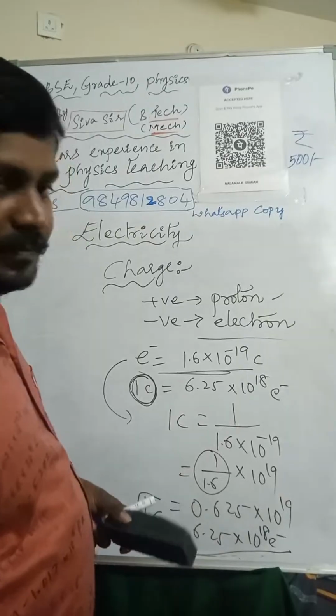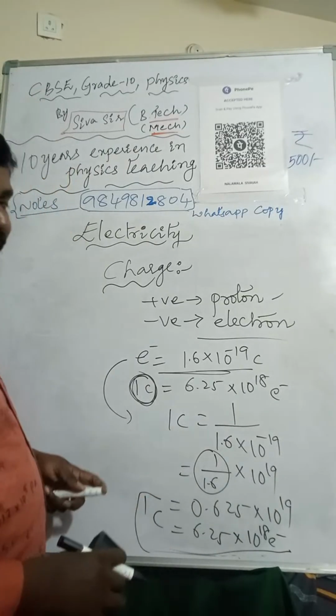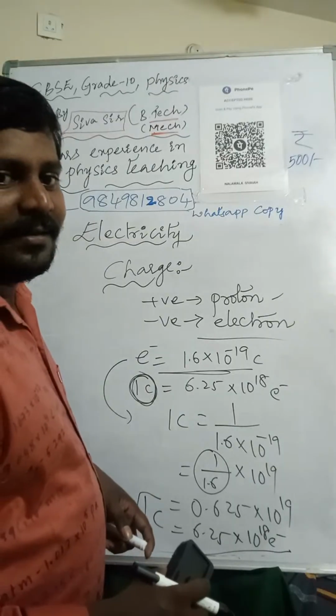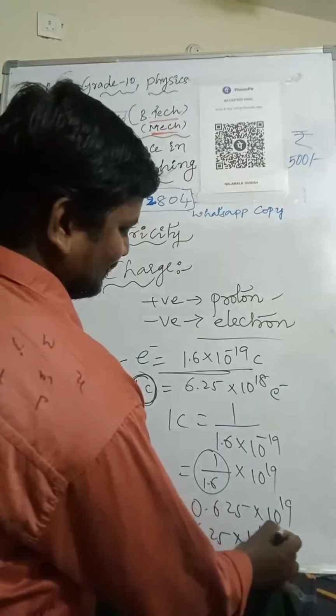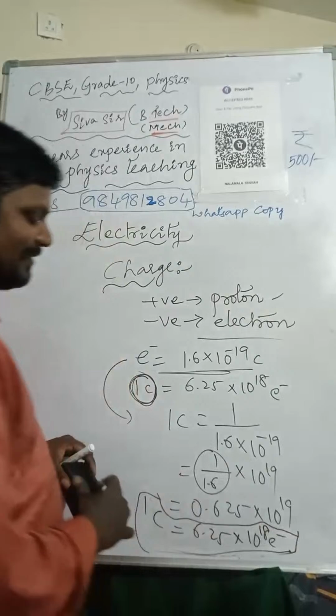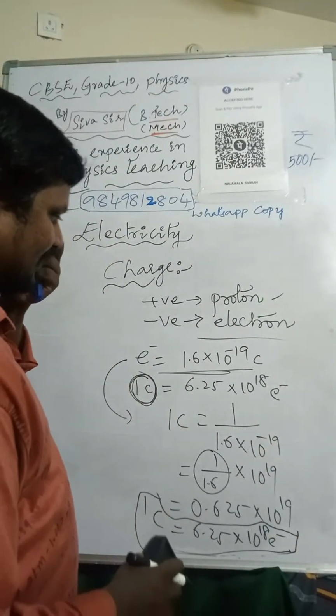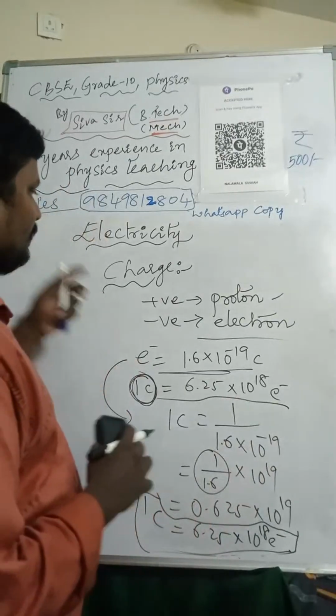That is 1 coulomb. Clear? Any doubts? Just check once. Okay, next. So that only we got it here. Next one.